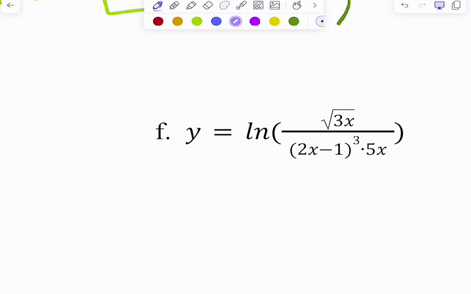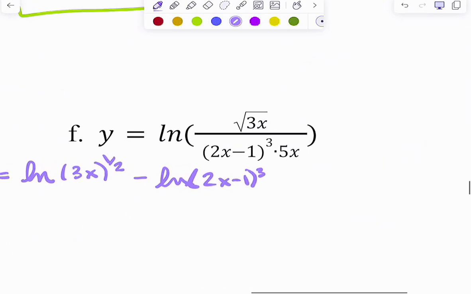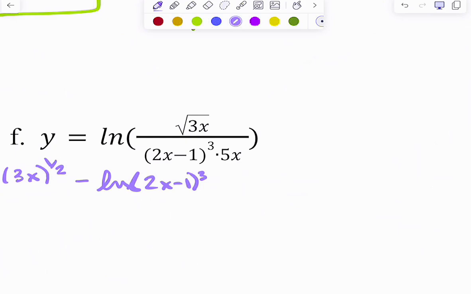I'm going to split this up using what I know about natural logs, and then I'm going to do each of the natural logs individually. So I'm not taking any derivatives. I'm just splitting things up. I have the natural log of 3x to the 1/2 minus the natural log of 2x minus 1 to the 3rd. 5x is also in the denominator, minus the natural log of 5x.